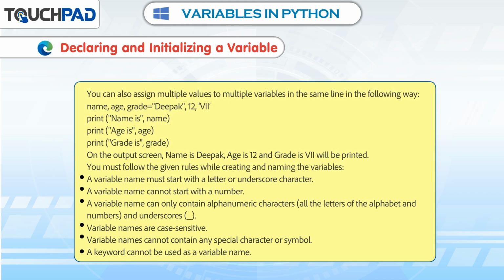You can also assign multiple values to multiple variables in the same line in the following way. On the output screen, name is Deepak, age is 12 and grade is 7 will be printed.